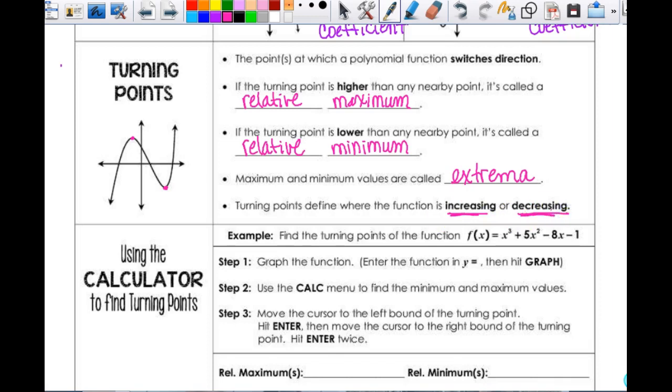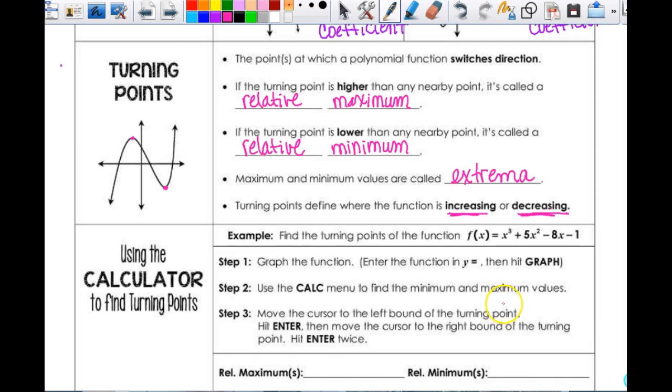So turning points define where the function is increasing or decreasing, where it switches from one to the other. Now, to actually find them, there's a calculator part on here, which we're not doing, but I left it on here because I wanted to talk about it. Because there's a lot of stuff that we can find, but there's also some stuff that we can't find algebraically yet. Like the actual maximum and minimum values, to find all of those requires calculus. You're not in calculus, you're in pre-calculus. So using pre-calculus skills, we cannot find all of the maximum and minimum values, and that's okay. We're going to find what we can find.